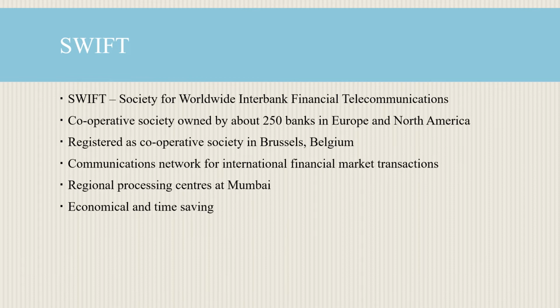Each of these 25,000 financial institutions has been allotted bank identifier codes in order to communicate the messages. These messages are transmitted from country to country through central interconnected operating centers located in Brussels, Amsterdam and Culpeper in Virginia.